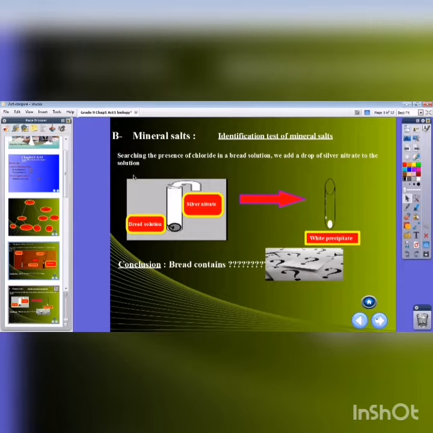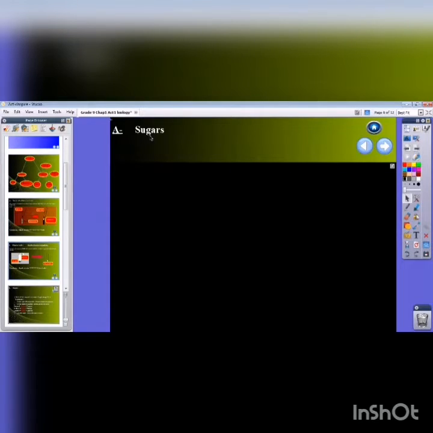Okay, so we add some silver nitrate, AgNO3. The result will be formation of silver chloride of white color. So bread contains mineral salt chloride because of the combination of chloride with silver, which gives a white precipitate, showing the presence of mineral salt. This is the part concerning mineral salts. Let's see the other part concerning organic food.